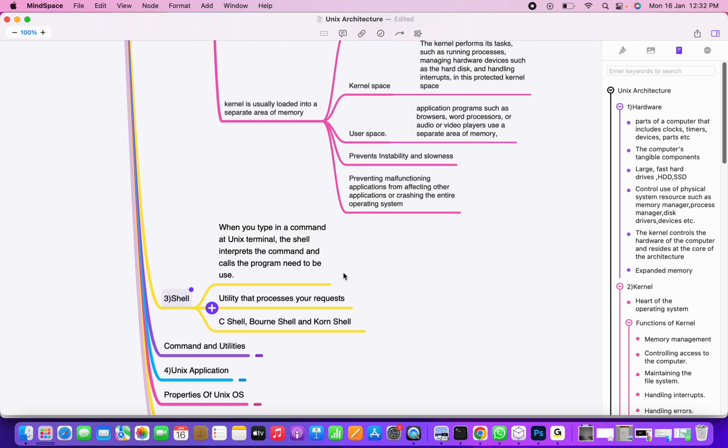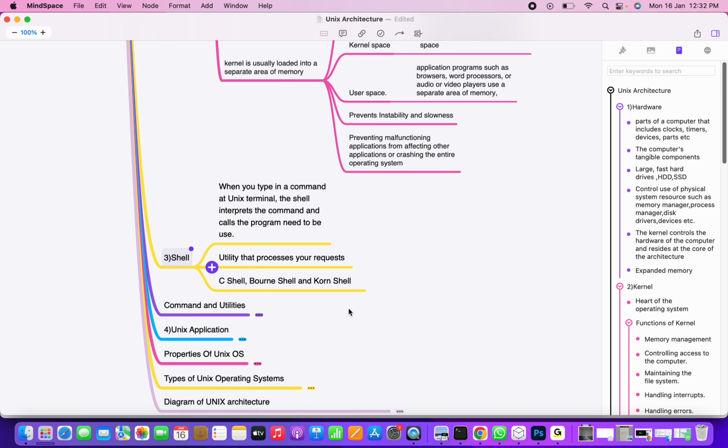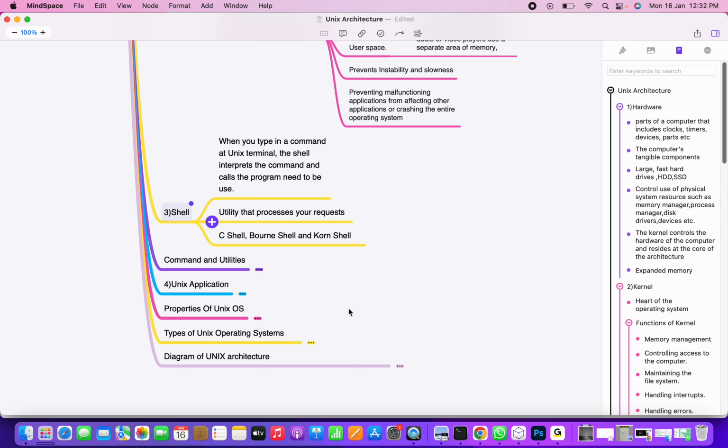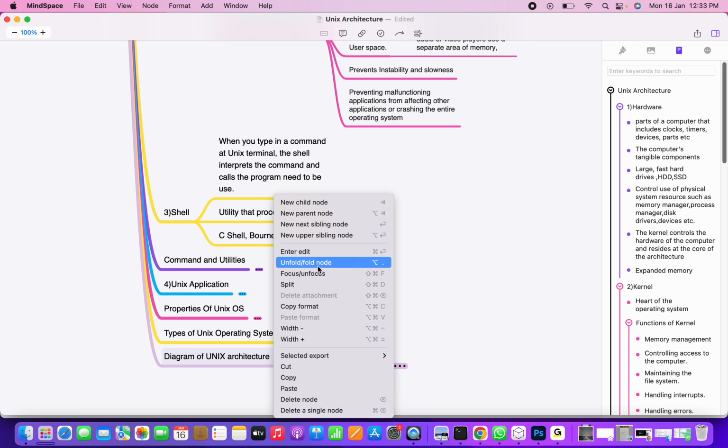Basically, to see what kind of shell we have, you can simply run echo $SHELL, or bash, I would say. You can see what kind of shell it's running. We'll see the commands in a broader area. In the next session we are going to learn about commands and utilities, the Unix applications, the properties of an operating system, types of operating system, and the diagram. We can see the diagram in this session.